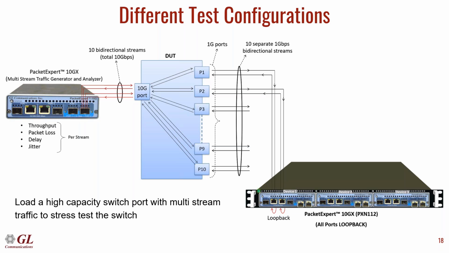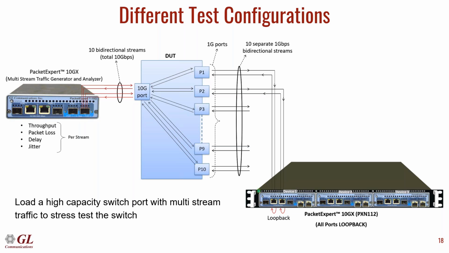So here there is a switch, which is the DUT. It has a 10G port and 10 1G ports. And suppose you want to test this, then on one side, you can use a 10G port of PacketExpert to send multi-stream traffic using the multi-stream traffic generator towards the 10G port, with appropriate configuration for each stream, so that it goes out of each 1 gig port. The incoming 10 gig stream is distributed by the DUT into 10 1 gig streams, and you can receive each of the streams using the rack mount high density unit.